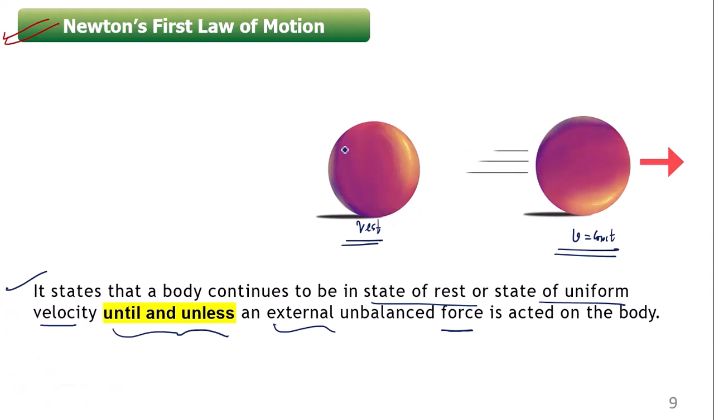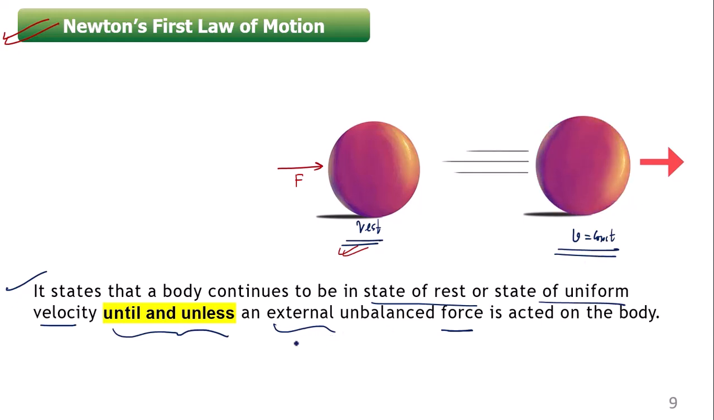Unbalanced force means what? If the body is at rest and I apply a force in this direction, then only the body will move. Why? Because this is unbalanced. To balance that, there must be another force acting opposite to it. If only one single force is acting, then it is the unbalanced force, provided there are no other forces balancing it. So whenever no unbalanced force is acting, the body will be either in a state of rest or in a state of motion.